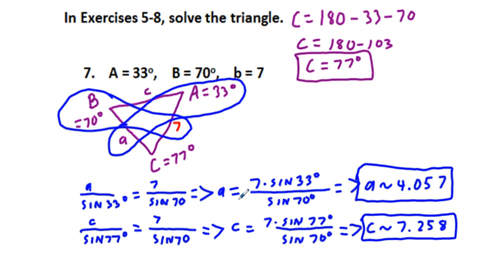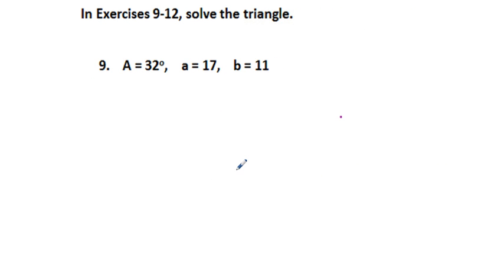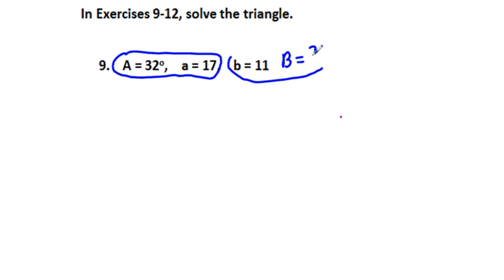Next, we're going to go to problem 9, our next odd number problem. And here we have a situation where we have an angle opposite a side, but we don't have an angle opposite side b. So angle B is what we're trying to find out. So we really have some ambiguity here. So let's go ahead and just work this out before we even make a drawing. You don't need a drawing all the time.